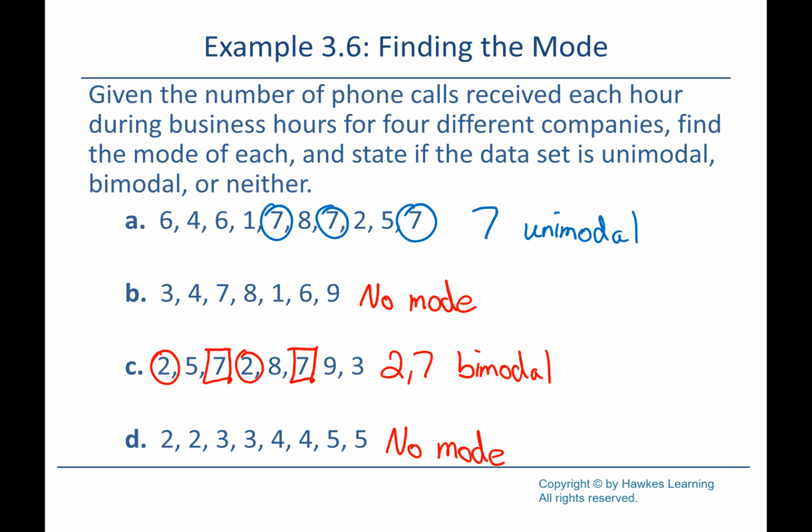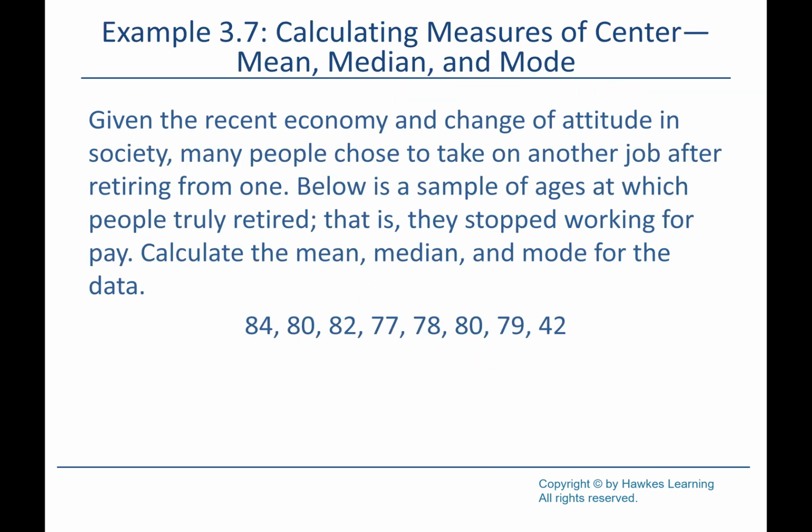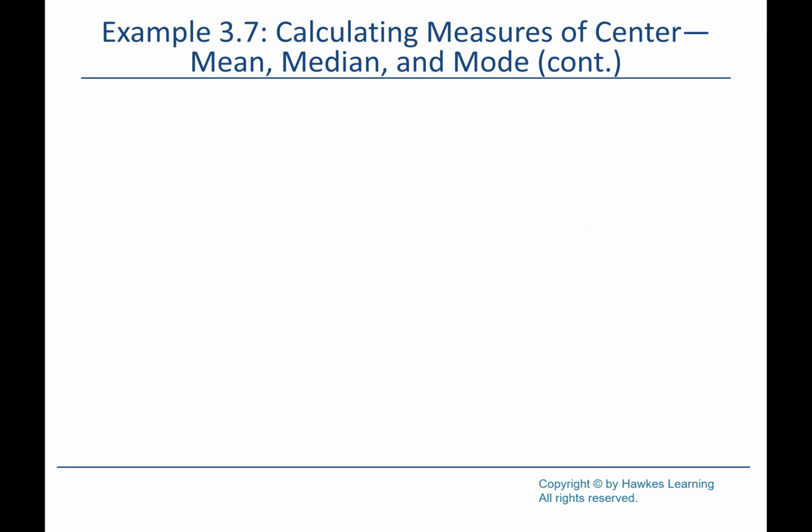Okay. So we have our 3 measures of center. So let's look at the data set and calculate all 3. Okay. So here's a data set. We've got the list of ages people decided to actually retire. So that means that they stopped working for pay. We want to calculate the mean, median, and mode of this data set. Okay. So I'm going to copy these over to the next slide for us, and then I'll be right back. Okay, one moment, please.